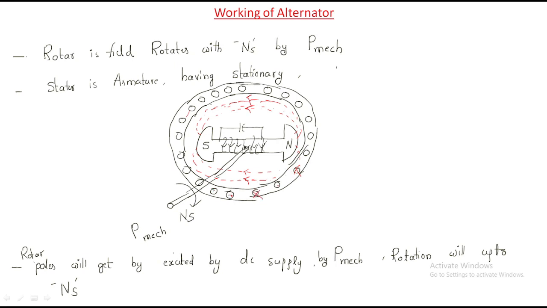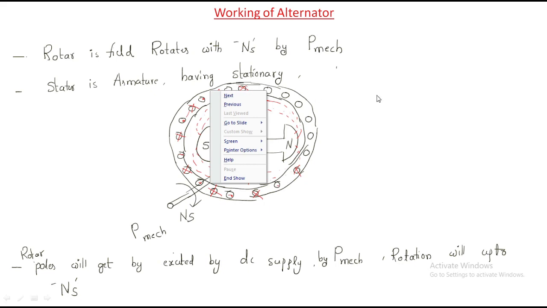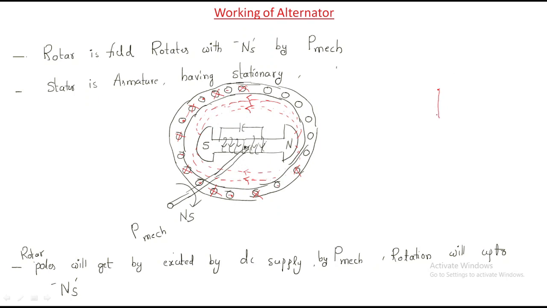EMF will be induced by this cutting, cross and dot like this. Why this cross? Cross means current is going downwards. Dot means current is coming upwards, right? So this current generation is possible. This is the cross and dot, like that.